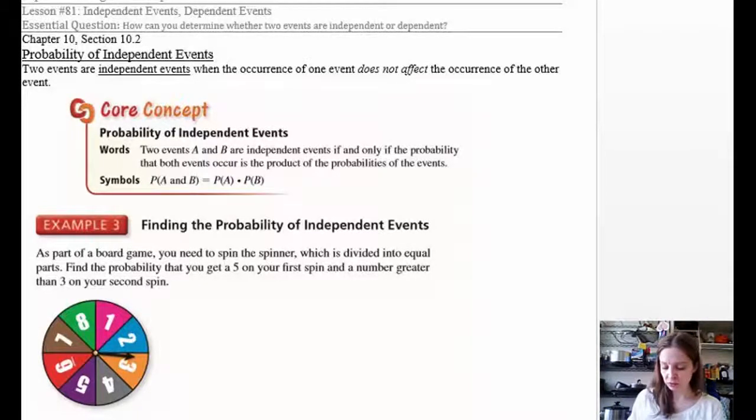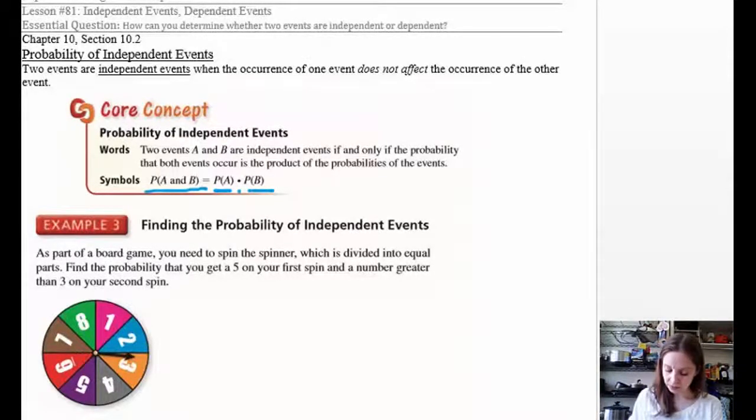So this is what we're going to be doing. If we're looking for the probability of two events occurring and they're independent, we're going to take the probability of the first event times the probability of the second event. Let's do an example. As part of a board game, you need to spin the spinner, which is divided into equal parts. Find the probability that you get a 5 on your first spin and a number greater than 3 on your second spin.